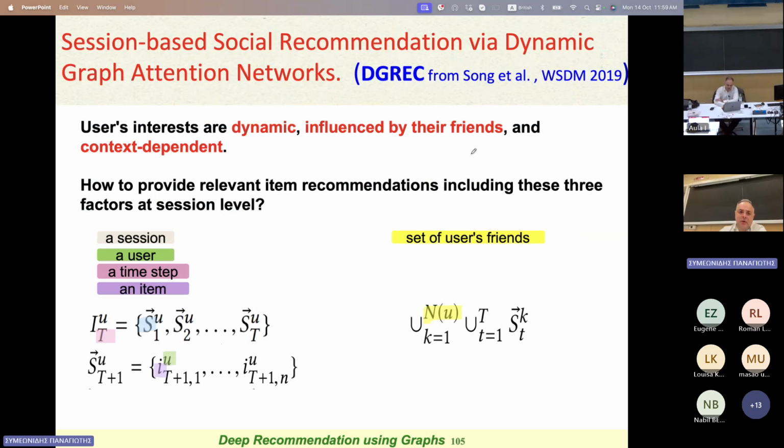Moreover, the DGREC method, they wanted to bring information from dynamic, from influence by the friends, from the context dependent. So they want to bring information from different contexts. So they have the user, the session, they have the user, they have the time step. Okay, the time step. From time step T, you want to predict the time step T plus 1.